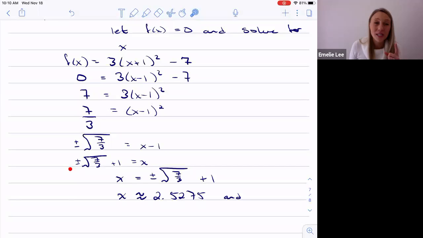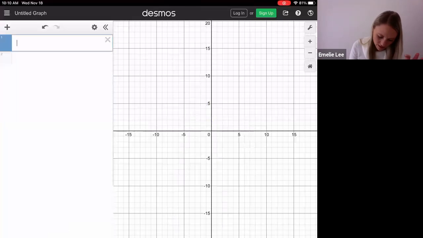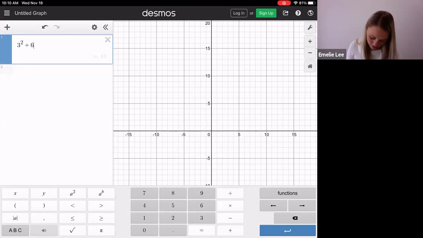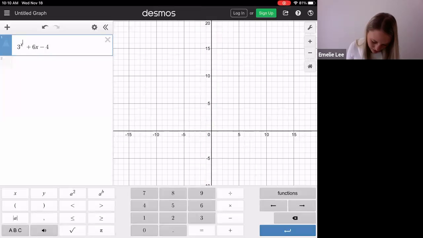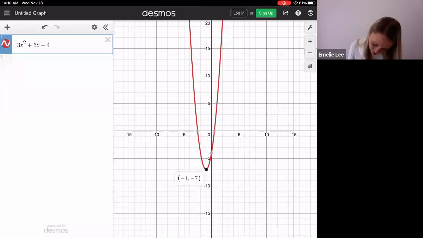There's only one way to get to the bottom of this and see which one I messed up on, and that's using Desmos. Desmos will tell me what's going on, the graphing one. So I'm going to graph these. First, 3x squared plus 6x minus 4. Hey, 3x squared, not to the power of x squared. There. So now my vertex is what I found.